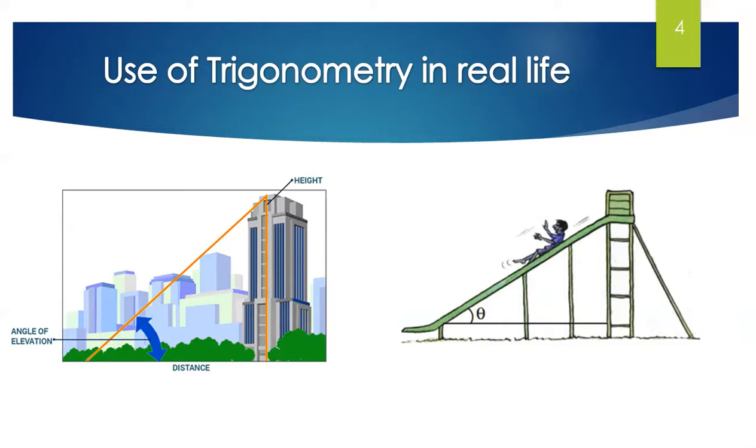Let's see. In this given figure, I am given a building such that I am standing at some distance from this building. Without actually measuring the height, can I find the height of the building if I know at what distance I am standing from it? Yes, we can use trigonometric ratios to find the height of the building.